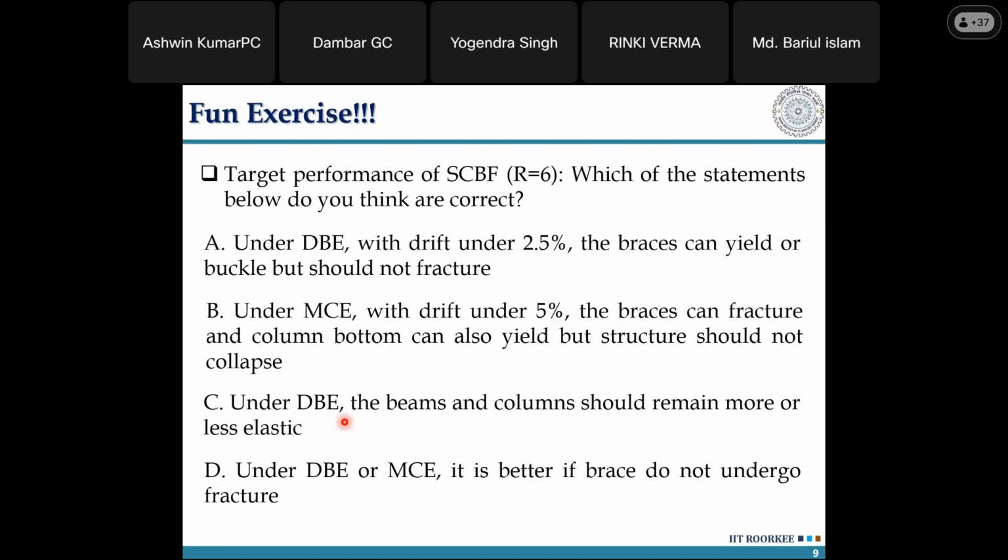But if it is a purely SCBF system which takes on the lateral forces, then normally what we do is we give pinned ends to the beams such that they don't take part in the lateral force resistance, and only braces come into play. So you are clear, right?